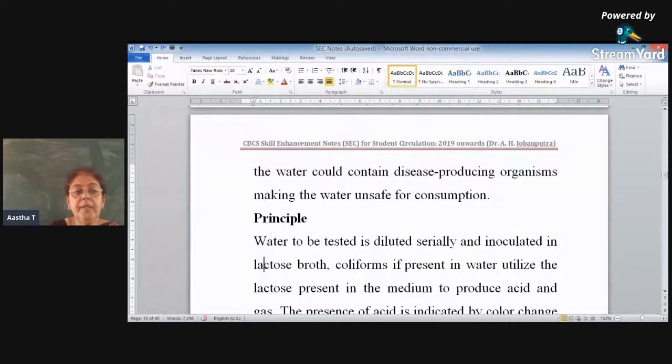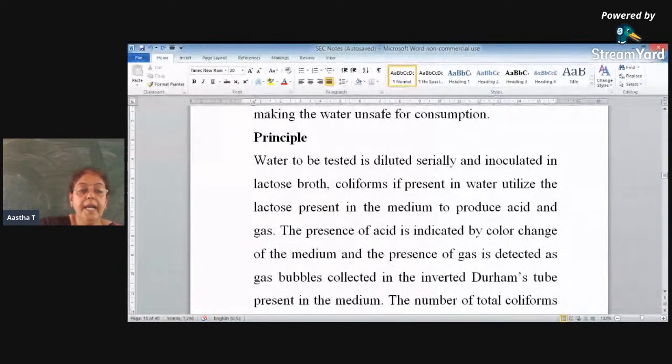So what is the principle? We use serially diluted water sample, inoculate it into lactose broth tubes. If coliforms are present, they utilize lactose which is present in the medium, produce acid and gas. Production of acid is indicated by change in color of the lactose broth. So if the lactose broth is red in color, it becomes pink, and the gas can be detected by the presence of a bubble in the inverted Durham's tube dipped in the lactose broth tube.